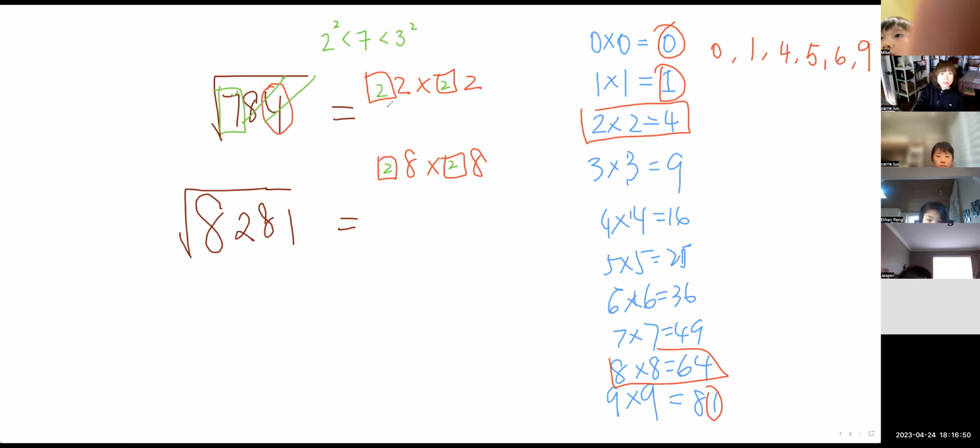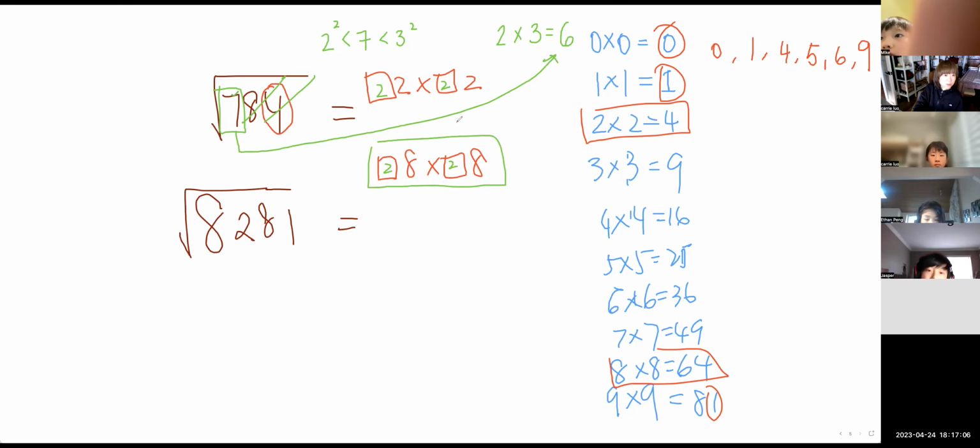Okay, so now, is it 22 or 28? Let me just show you. So I'm going to do 2 times 3 equals what? Equals 6, right? But 7 is bigger than 6. So that's why I picked the bigger one. So 784 equals 28 squared. So that's why the answer is 28. Okay, I'm gonna stop here, let you take some notes, and this is really cool. I bet you can do really big numbers using these techniques.